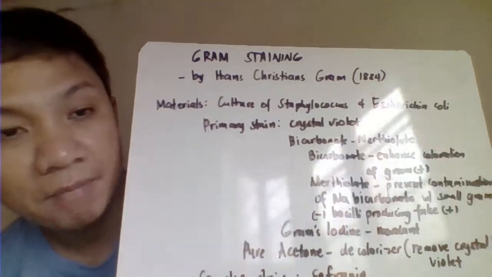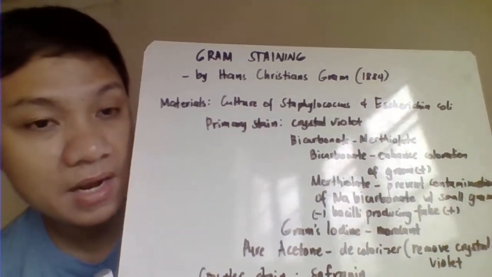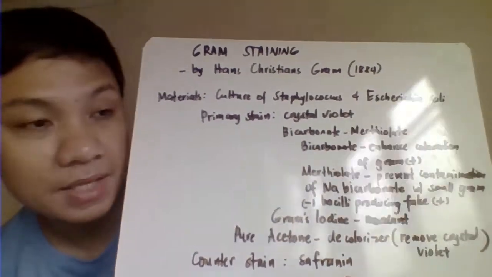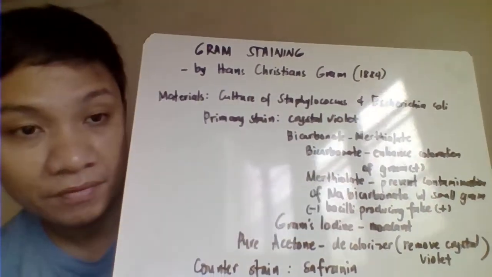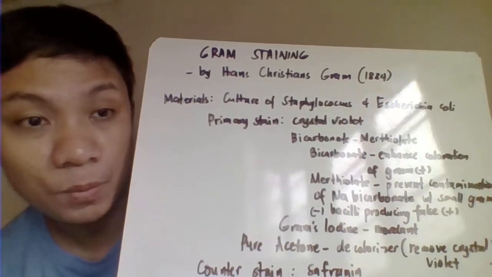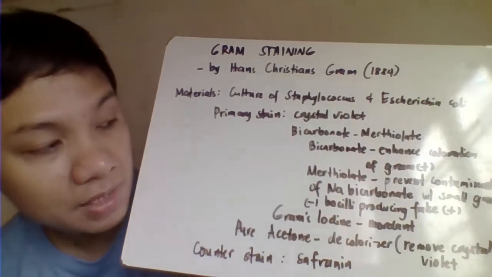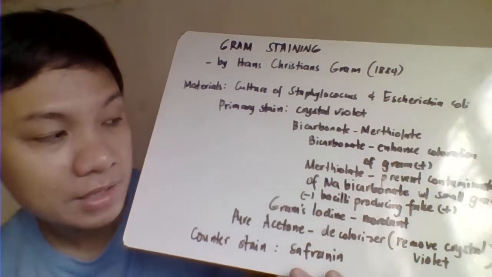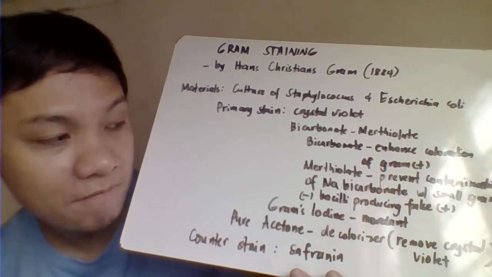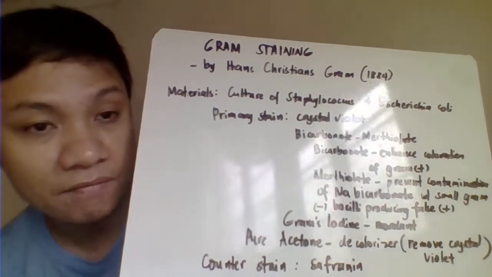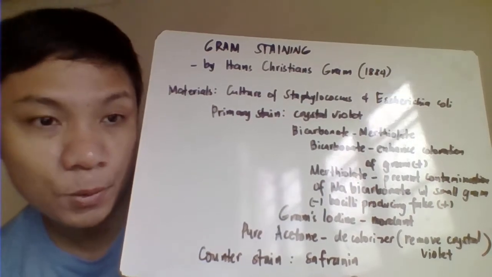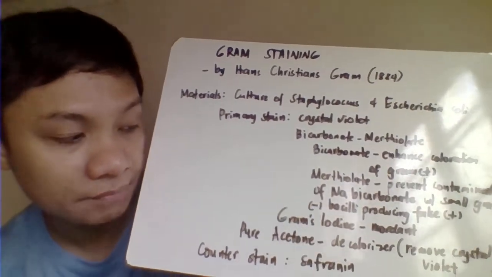The primary stain used here is crystal violet. We are also adding bicarbonate and merthiolate. Bicarbonate enhances the colorization of the gram-positive, enabling them to be colored blue. Merthiolate is added to prevent contamination of the sodium bicarbonate with small gram-negative bacilli, producing a false positive, so the gram-negative would not turn blue.